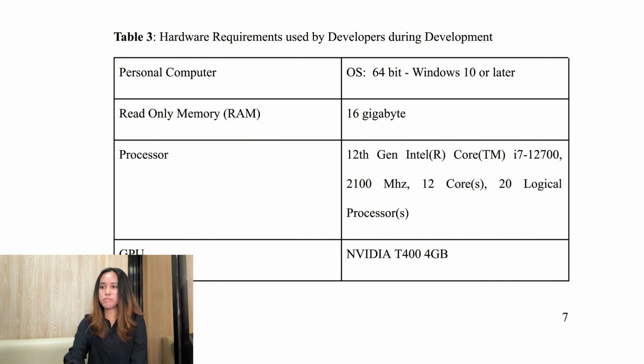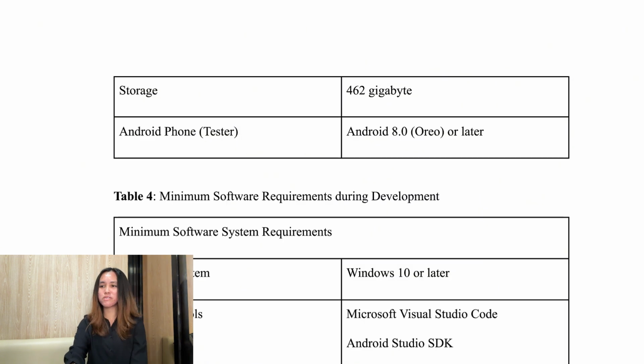Hardware requirements used by developers during development. Personal computer. OS: 64-bit Windows 10 or later. RAM: 16 GB. Processor: 12th Gen Intel Core i7 12700, 2100 MHz, 12 core, 20 logical processors. GPU: NVIDIA T400 4GB. Storage: 462 GB. Android phone tester: Android 8 Oreo or later.